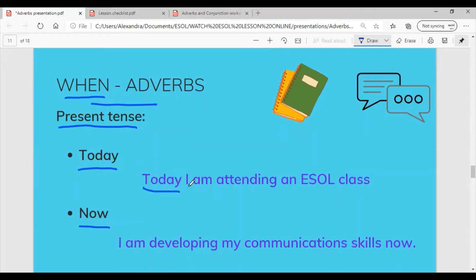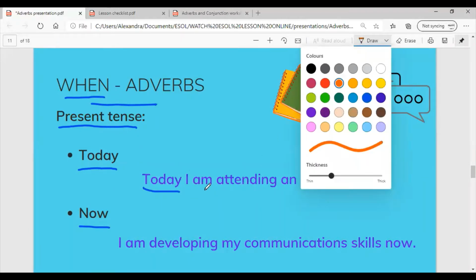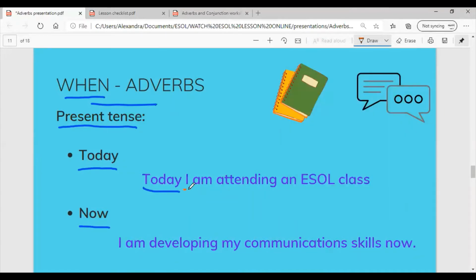So let's break down the sentence. "Today I am attending an ESOL class." So what are our nouns? Our nouns are I, because that's the person the sentence is about. Today I am attending an ESOL class, and that's a thing, a place. So these are our nouns. So next we look for our verb, attending, because that is what the I person is doing. So attending would be our verb.